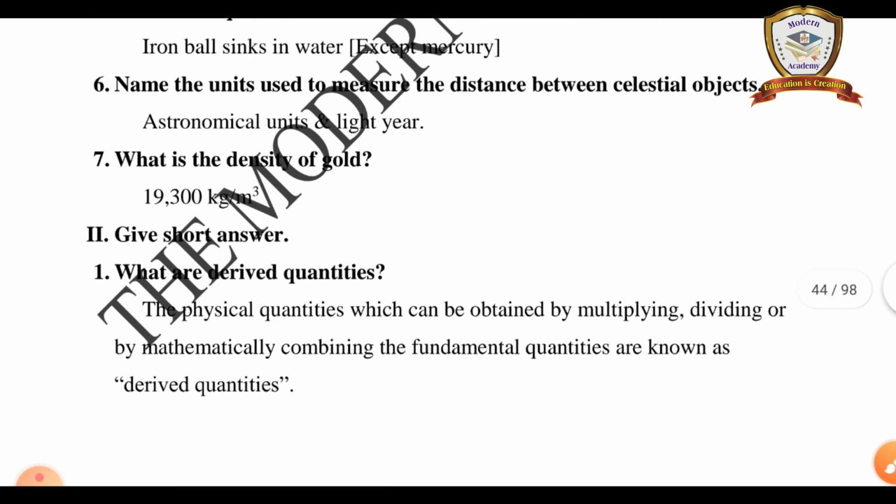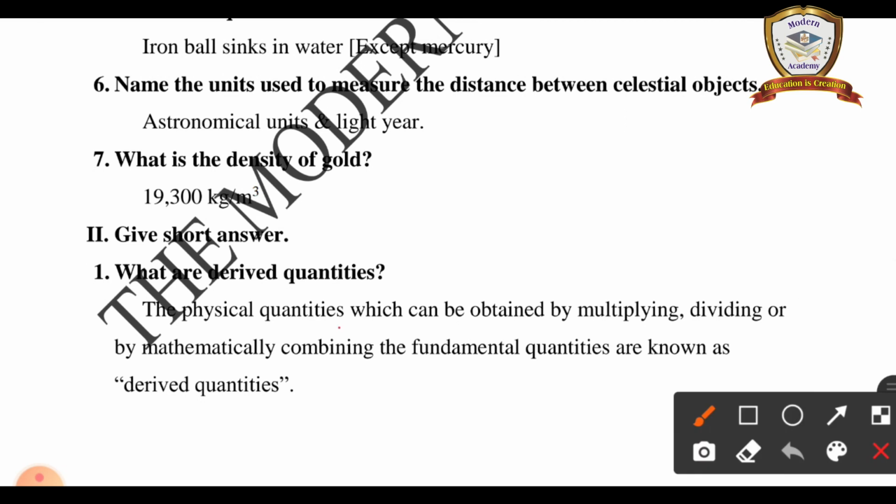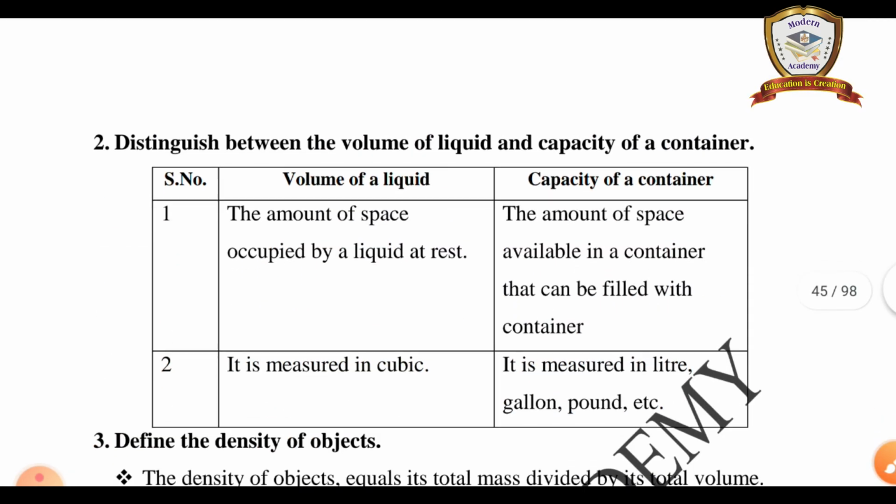Next, short answer. What are derived quantities? The physical quantities which can be obtained by multiplying, dividing, or mathematically combining the fundamental quantities are known as derived quantities. Is it clear?